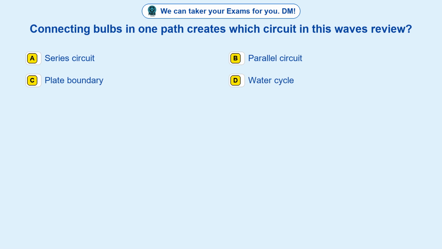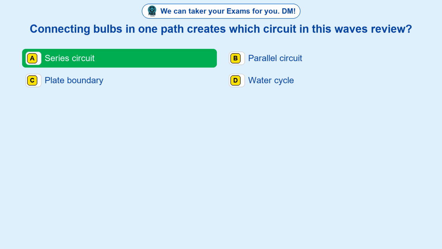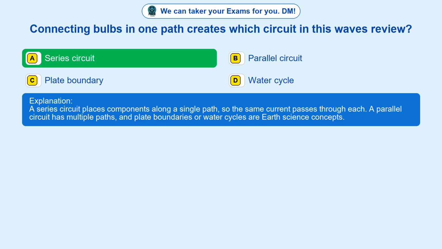Question 73. Connecting bulbs in one path creates which circuit in this waves review? Option A, series circuit. Option B, parallel circuit. Option C, plate boundary. Option D, water cycle. The correct answer is option A. Series circuit. A series circuit places components along a single path, so the same current passes through each. A parallel circuit has multiple paths, and plate boundaries or water cycles are earth science concepts.